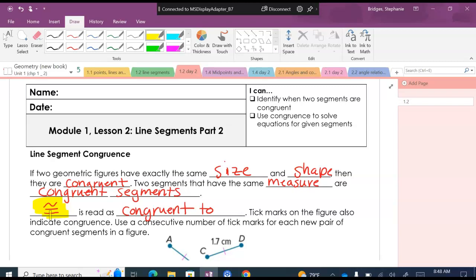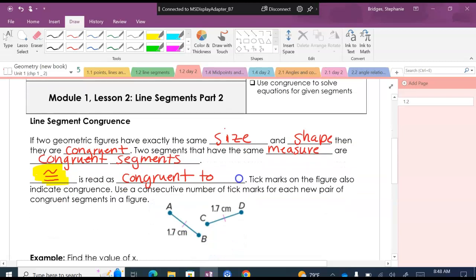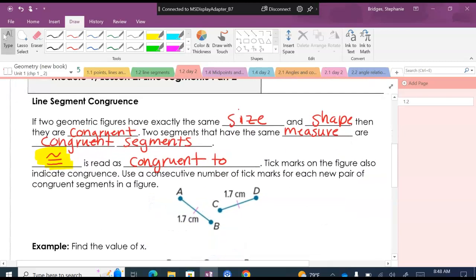And then the rest of the sentence says tick marks on the figure also indicate congruence. If you take a look at your picture, do you notice these little tick marks on your segments? Do you see those on your paper? Those tick marks tell me that those are congruent. So if I didn't even have a length given, if I had those two little tick marks, then I could say, okay, those segments have the same length, same size, same shape, they're congruent.